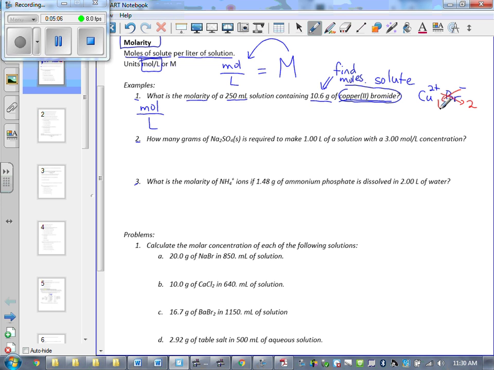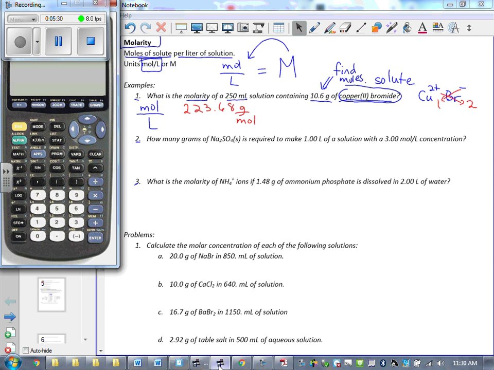I got 223.2. 200, sorry. 223.8. And what are our units of molar mass? Grams per mole. Michaela got something different? Well, I got 222, but I got 35.